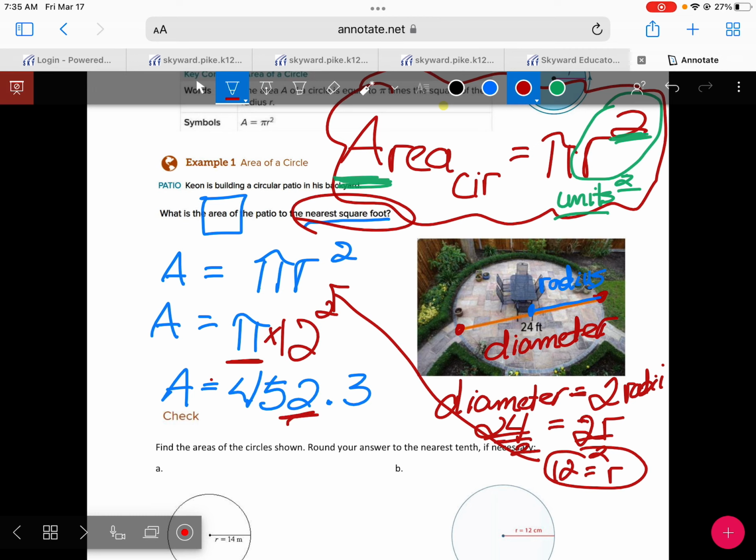What did you say? 0.4 because round up? No. It says to the nearest square foot. So I'm looking for a whole number. They're talking about a whole number. So that 2 is in the whole number's place. I see a 3 that's 5 or less. So the area is 452. And it is area, so it is feet squared. Does that make sense? Because they wanted it to the whole number.